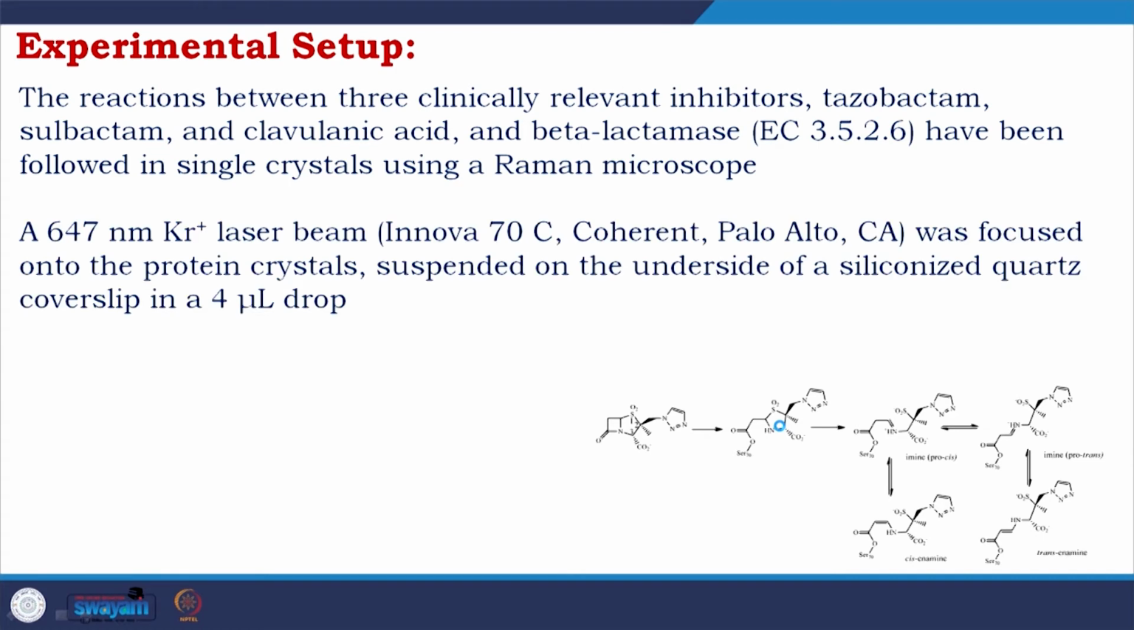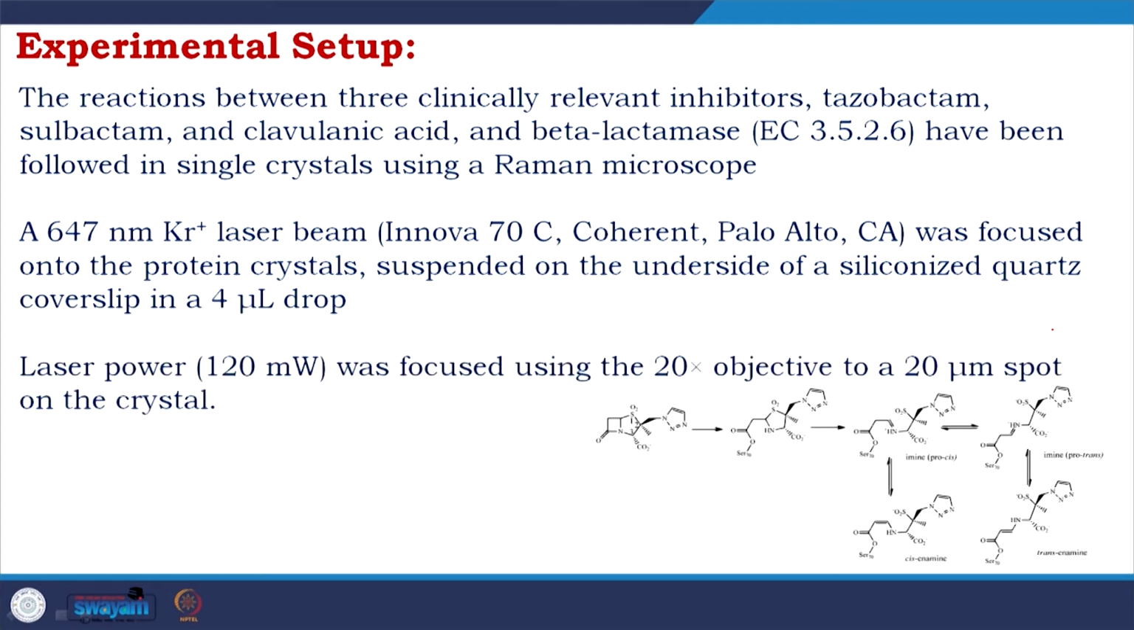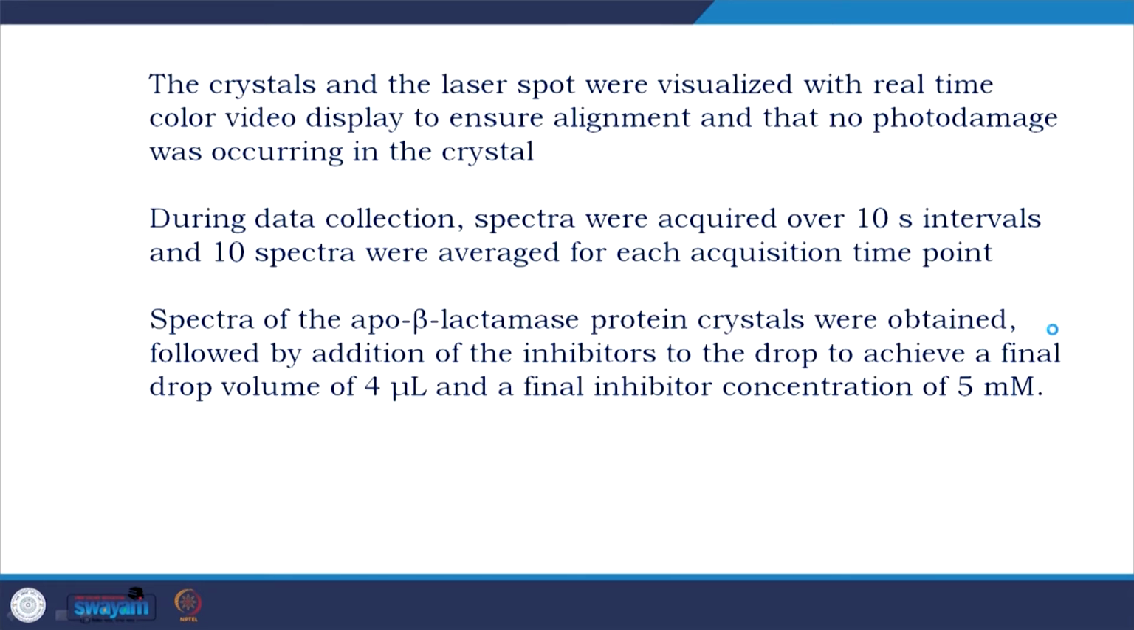A 647 nanometer krypton laser beam was focused onto the protein crystal suspended on the underside of a siliconized quartz cover slip. So, the presence of the siliconized quartz cover slip actually reduces the intensity. Laser power of 120 milliwatt was focused using a 20x objective to a 20 micrometer spot on the crystal. The crystal and the laser spot were visualized with a real time color video display to ensure alignment and that no photo damage was occurring in the crystal.